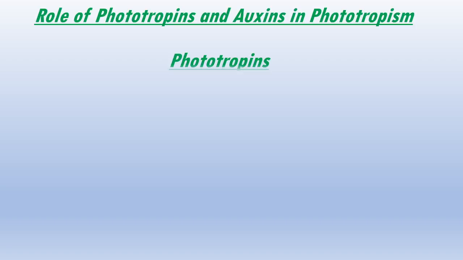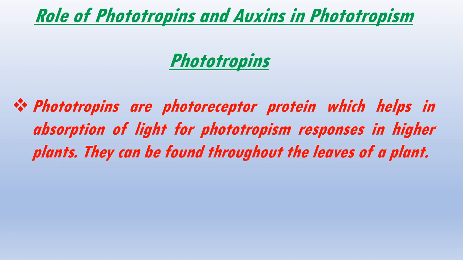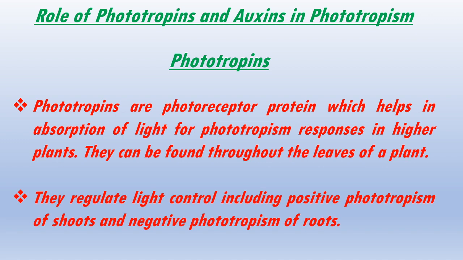Now we will discuss the role of phototropins and auxins in phototropism. Phototropism requires the absorption of light. Phototropins are photoreceptor proteins which help in absorption of light for phototropism response in higher plants. They can be found throughout the leaves of a plant. They regulate light control including positive phototropism of shoots and negative phototropism of roots. Phototropins specifically will cause stems to bend towards light and stomata to open.